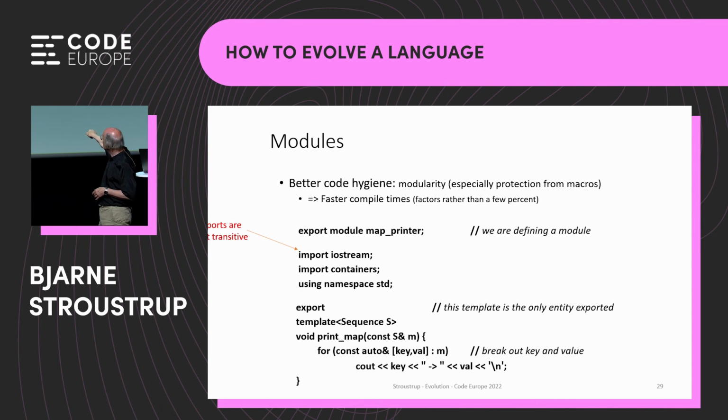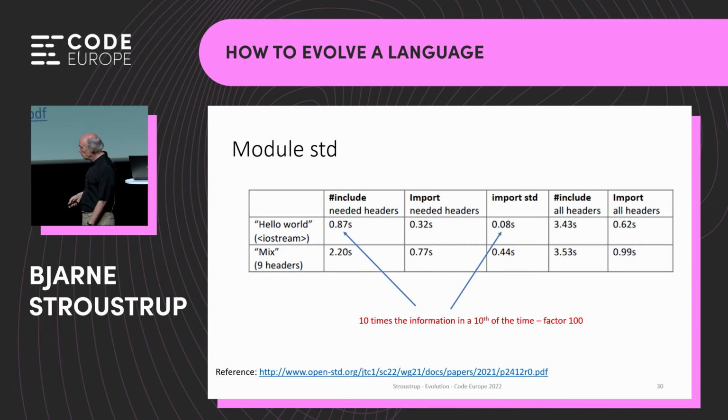Here is a one slide example. I want to build a module called a map printer. I include a lot of stuff that I need for implementation. And then I use it to write code here. I say I'm exporting this print map function. That's all I'm exporting. I am not exporting the whole iostream or the containers, which is one of mine, not standard. And I'm most certainly not opening the code to the whole standard library. This is not transitive. The effect is quite dramatic.